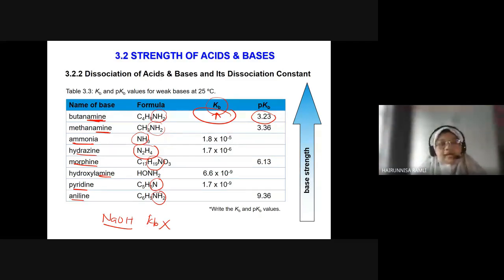Biasanya saya cakap based on macam ni je lah kita tengok. Satu lagi dia, keyword dia, dia akan bagi value of KB. Kalau dia tak bagi tu, itu biasanya unless dia minta you cari kan, sebab value of KA, KB adalah constant. Okay, kita tak sampai lagi kat sini time bila yang masa you nak determine strong acid ke strong base pada calculation. Sebab itu nanti kita akan masuk another subtopic.